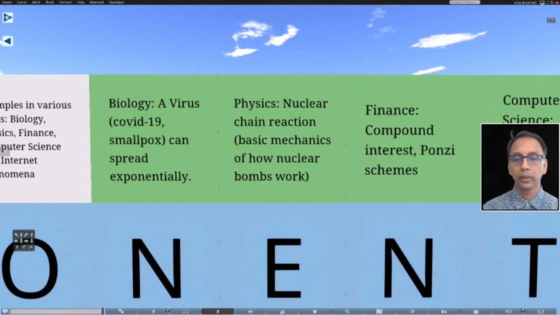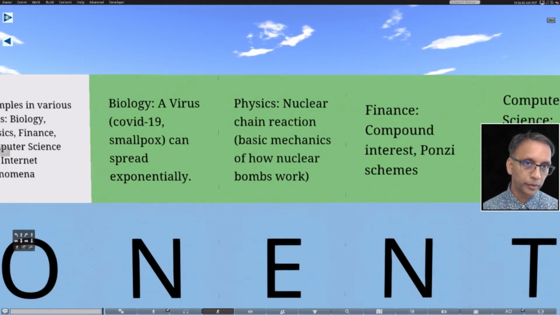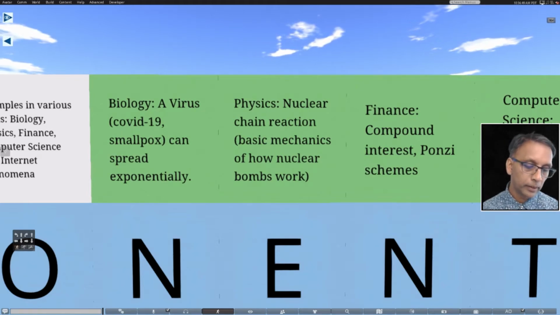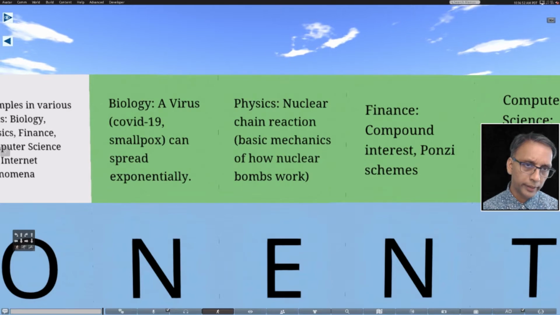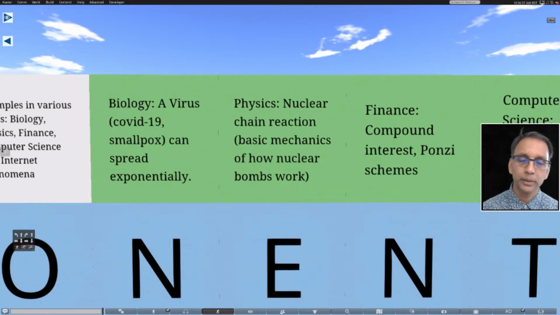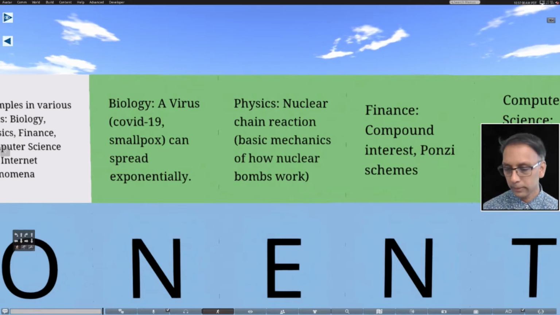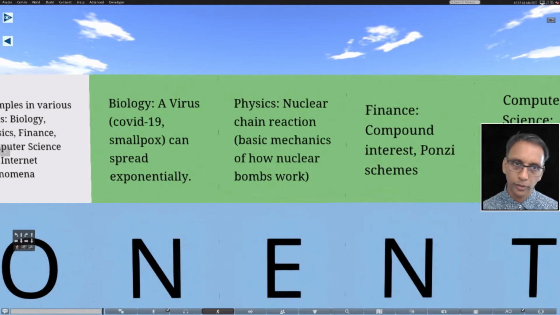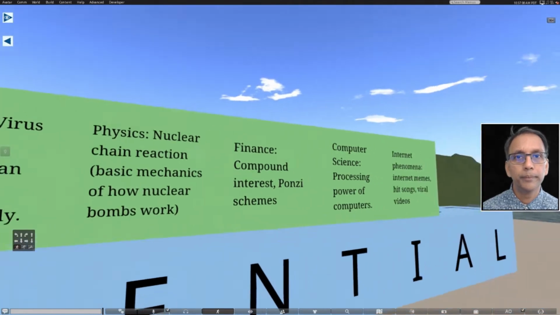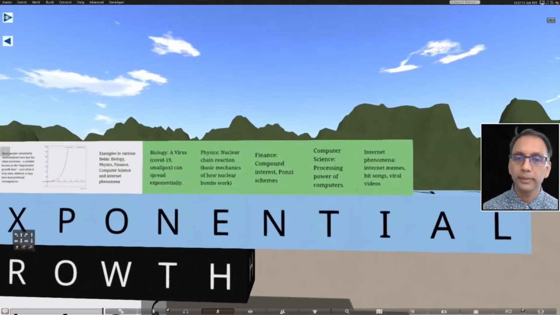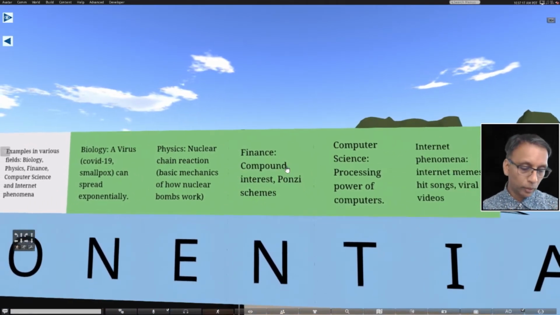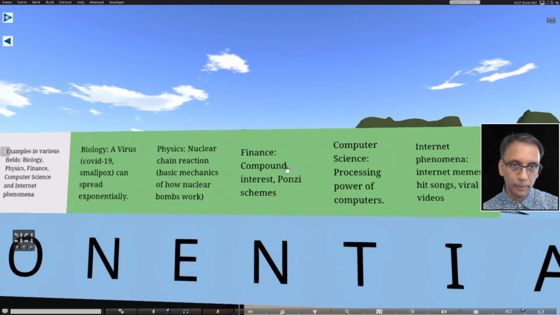In the finance world, on the positive end, you could look at compound interest as an example, and Ponzi schemes and pyramid schemes can also be viewed as exponential growth functions as well. Of course, all these functions don't grow forever. They always hit the limits of the system, and then they collapse.